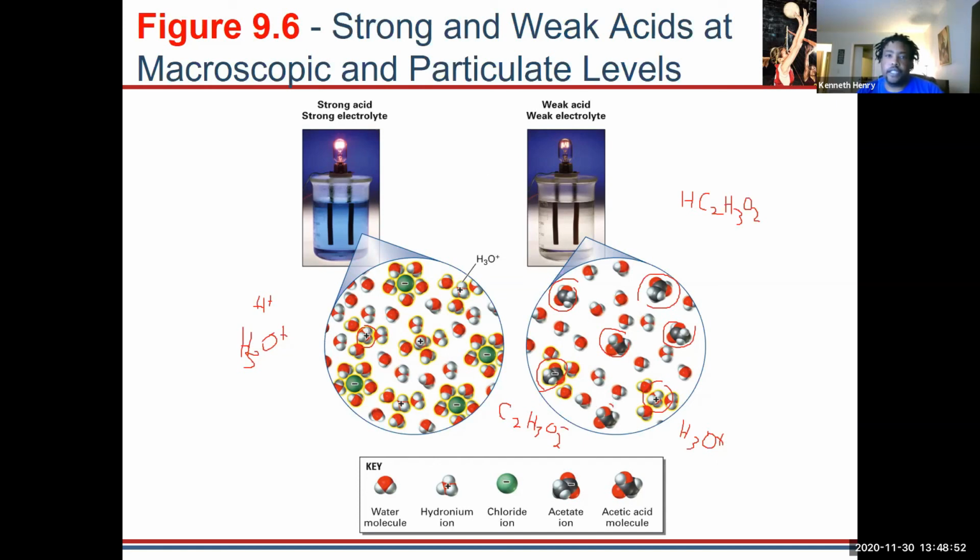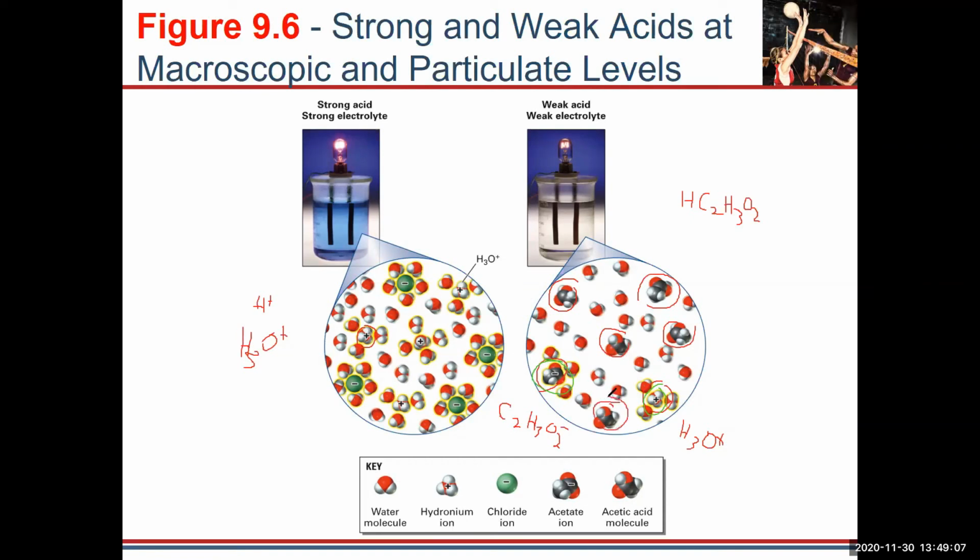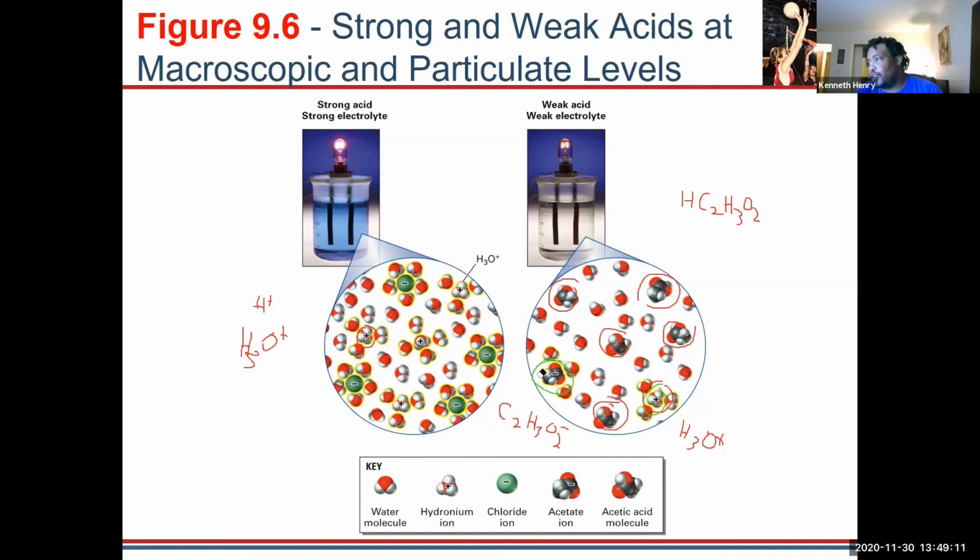Let me put this in a different color. Circle these in green. The majority of our species are still connected. Do you see that? Are you with me? Yeah, no, maybe?